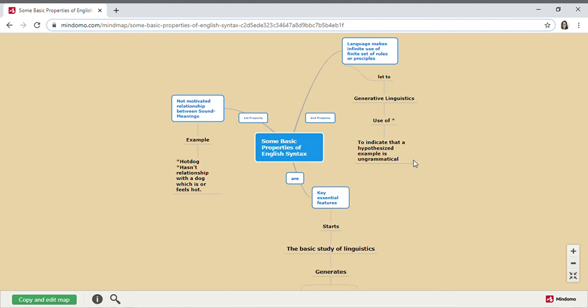Hello, grammarians. Allow me now to present to you a very brief discussion about some basic properties of English syntax.